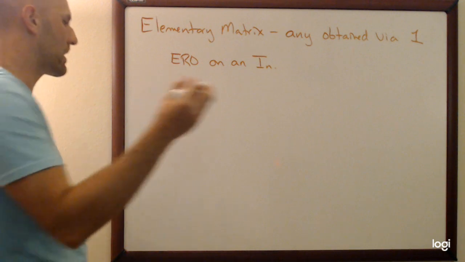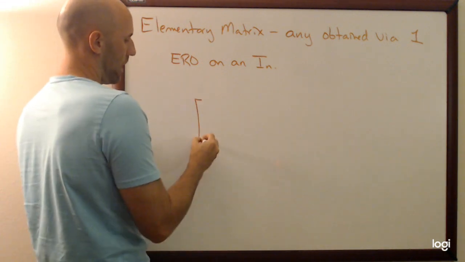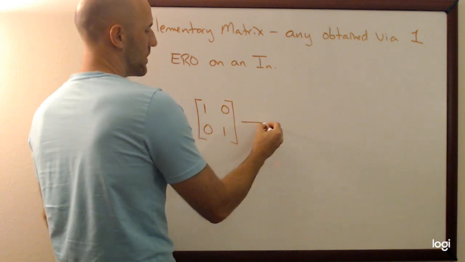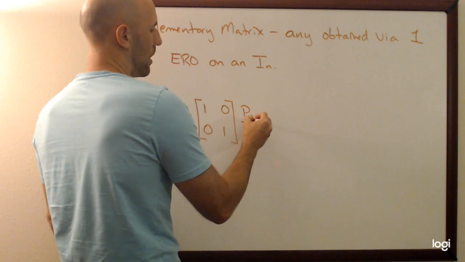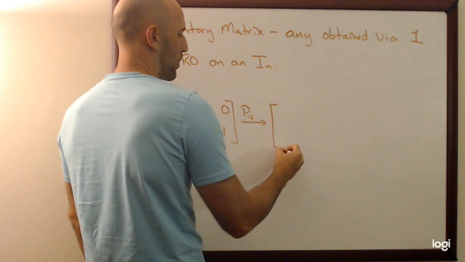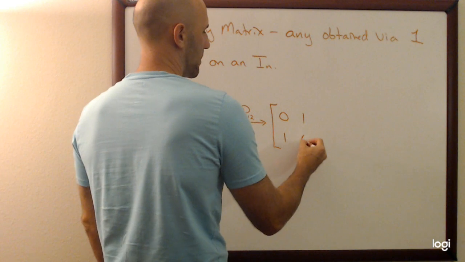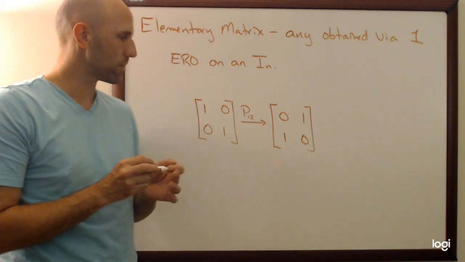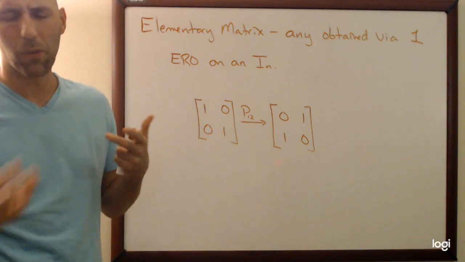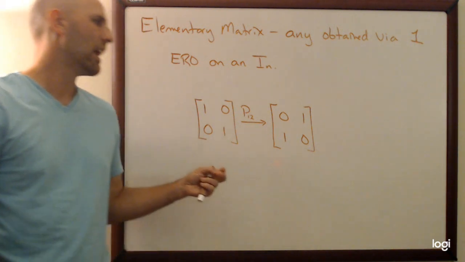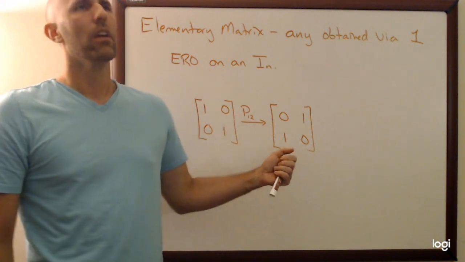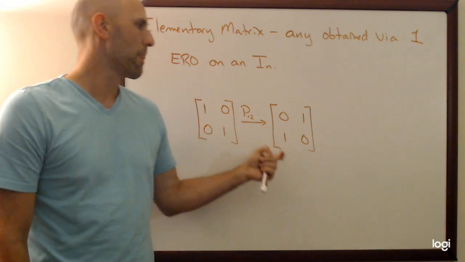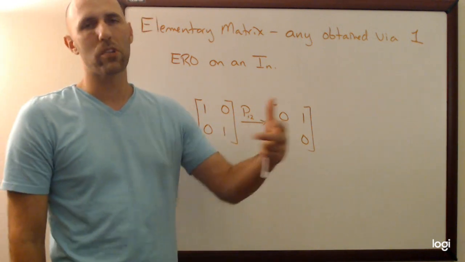Okay, so as an example, let's say this is I2. Let's say we decide to permute rows 1 and 2. That will of course give me this matrix. And so this is an elementary matrix, right? You can do the same thing with multiplication, adding, anything you can come up with. This is I2, you could use I3, I4, I5. Exactly one elementary row operation will give you an elementary matrix.